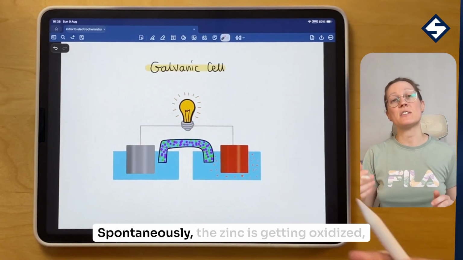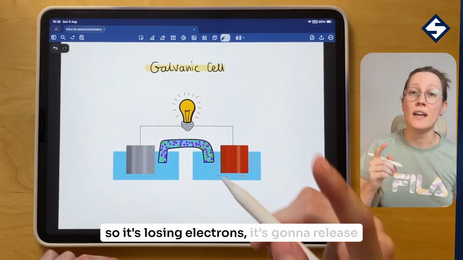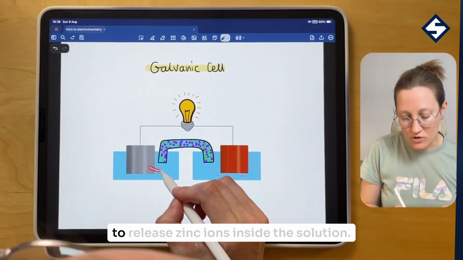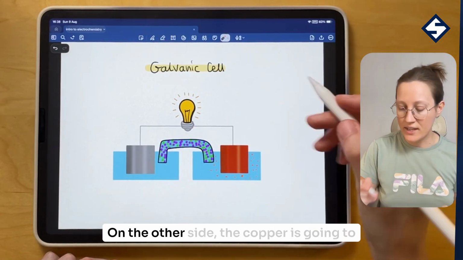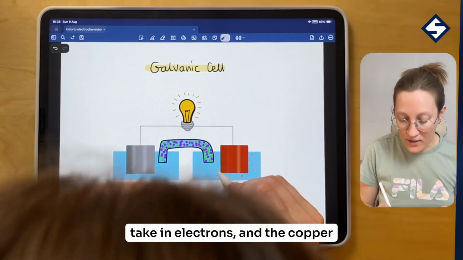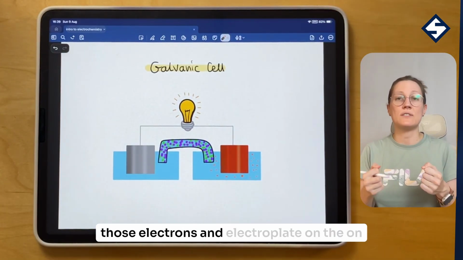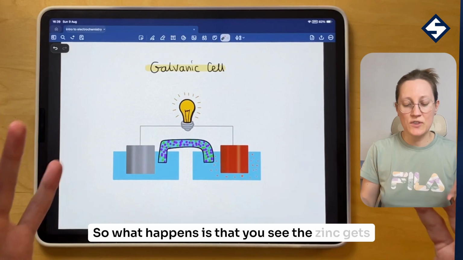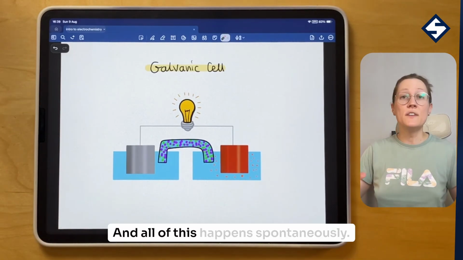So what happens here, spontaneously, the zinc is getting oxidized, so it's losing electrons. It's going to release them to this external circuit, and it's going to release zinc ions inside the solution. On the other side, the copper is going to take in electrons, and the copper ions inside the solution are going to take those electrons and electroplate on the electrode. So what happens is that you see the zinc gets consumed and the copper grows. Okay, and all of this happens spontaneously.